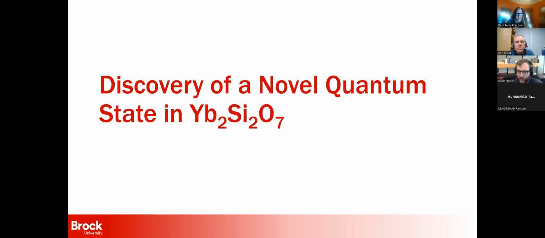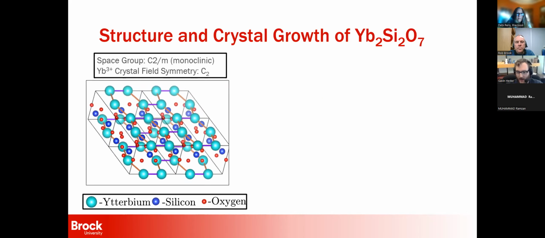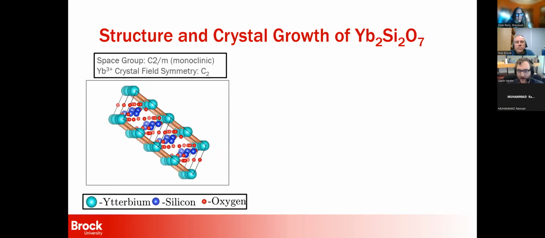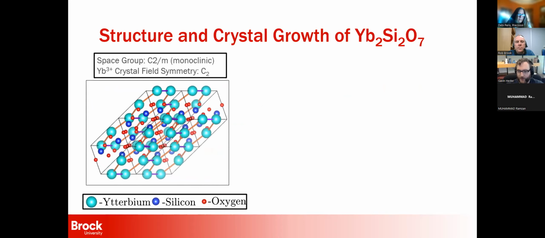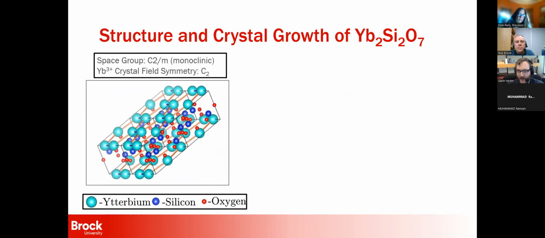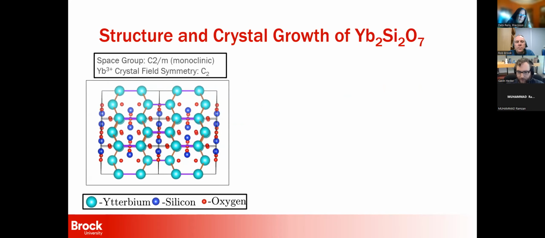Okay, so with that, I want to jump over to talking a little bit about ytterbium silicate. We're talking about Laues, so obviously I have to talk a little bit about the crystal structure. Here on the left is the crystal structure of ytterbium silicate. It's a monoclinic system.